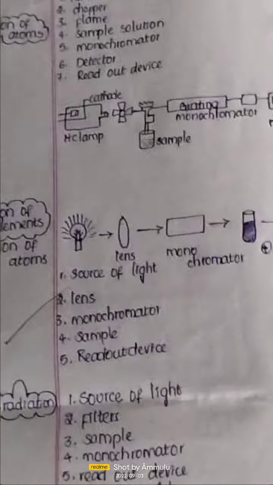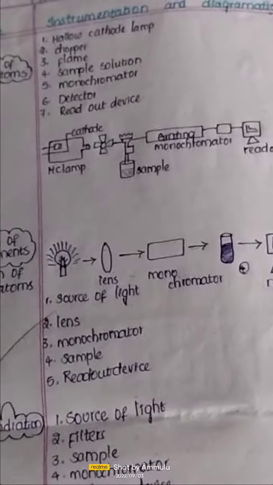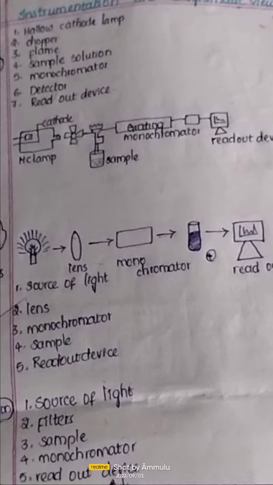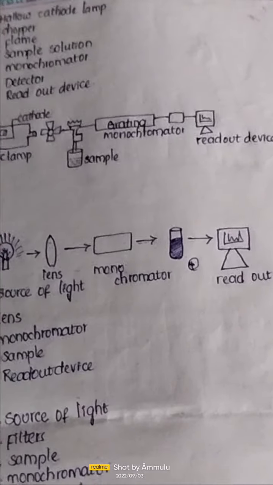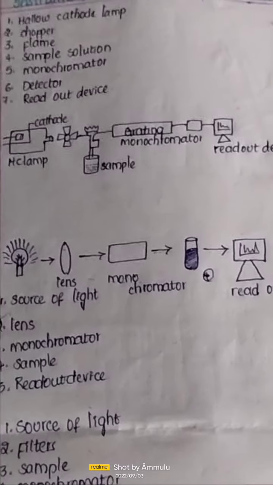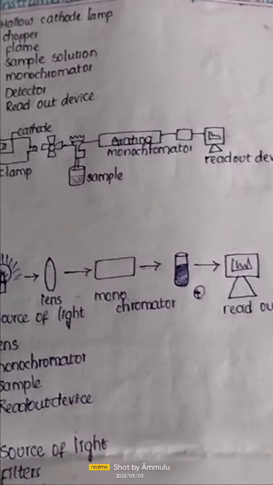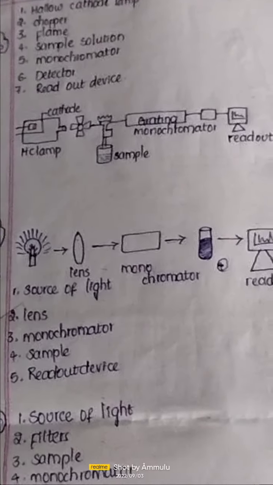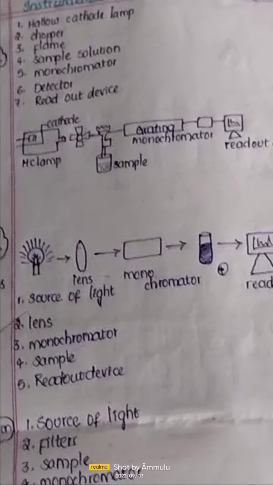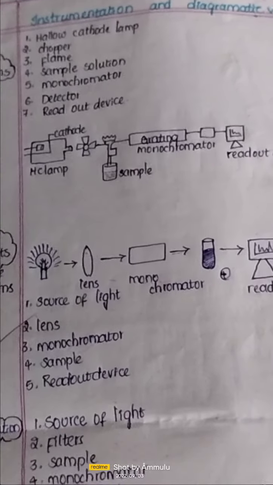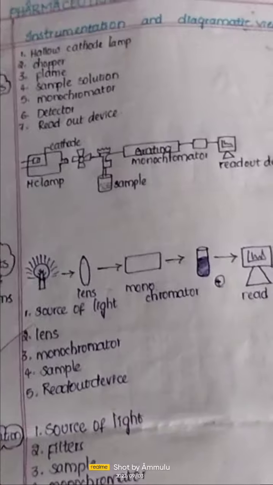Here you can observe the instrumentation is about the hollow cathode lamp, and then dropper is there, and then flame is presented, and sample solution is there, and one monochromator is there to filter the solution, and detector is presented, and finally the recordings will be observed in the readout device, nothing but amplifier. This is the instrumentation and diagrammatic view of atomic absorption spectroscopy.